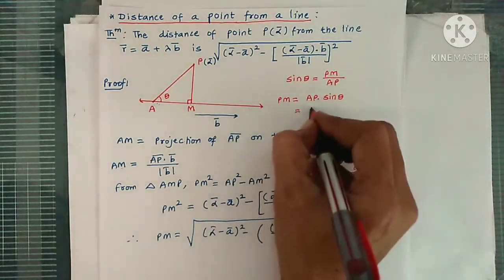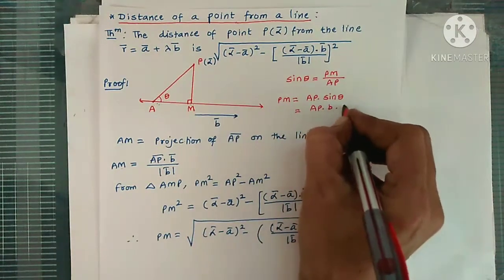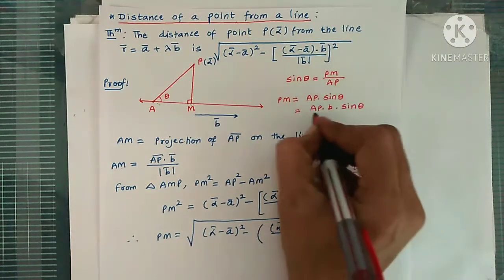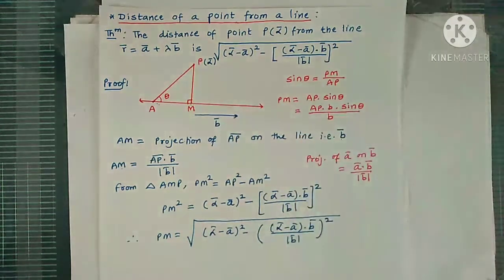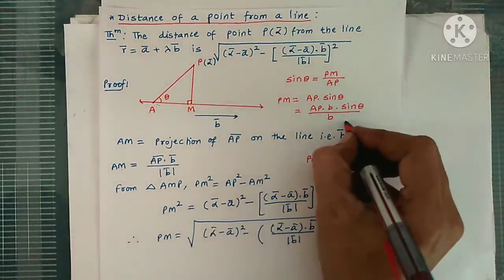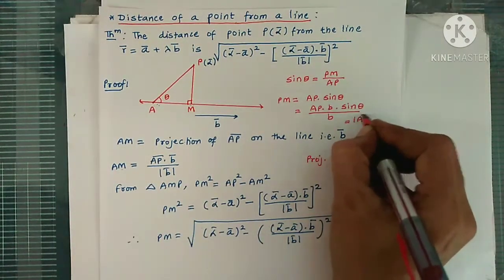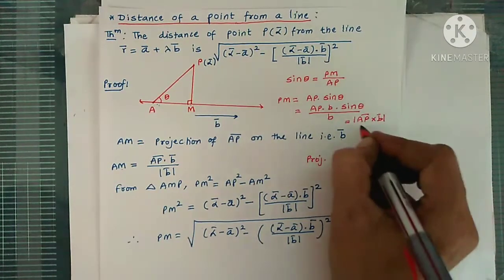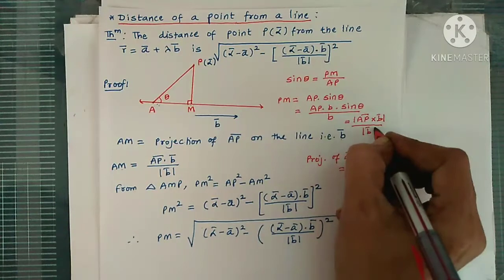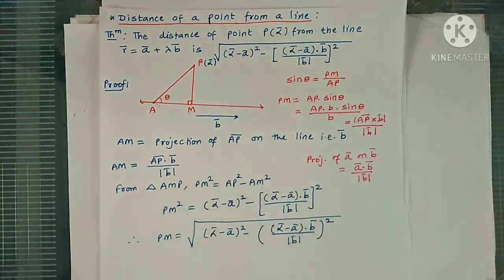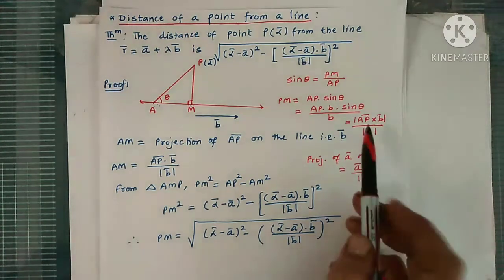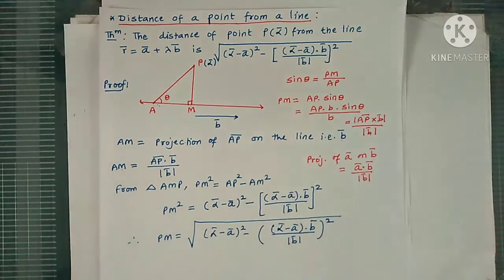Now if I multiply numerator and denominator by B, this is AP B sine theta upon B. But if we take the cross product, then A bar cross B bar is AB sine theta n cap. And if we take the modulus of that, it is AB sine theta. So this is nothing but the cross product of AP bar and B bar, divided by B, meaning the modulus of B bar. So this is the formula to find the distance of P from the line: modulus of AP bar cross B bar upon modulus of B bar.